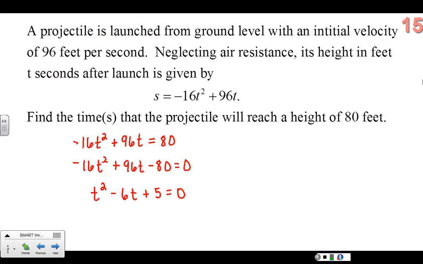So in this case, I believe this equation will factor: two numbers that multiply to give me positive 5 but add to give me negative 6. That would be negative 5 and negative 1. So at t equals 1, at 1 second you're at 80 feet, and at 5 seconds you're at 80 feet.